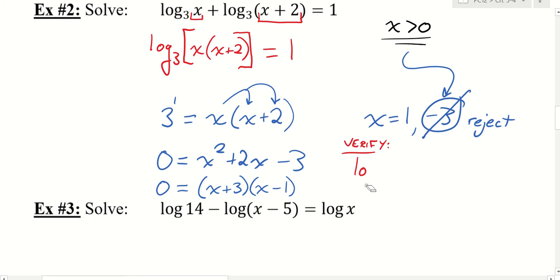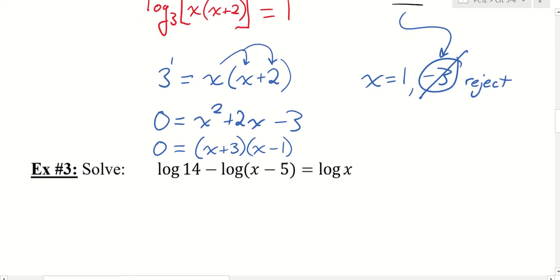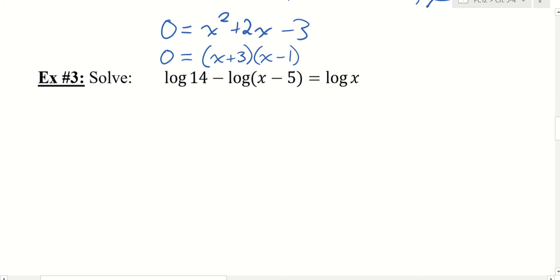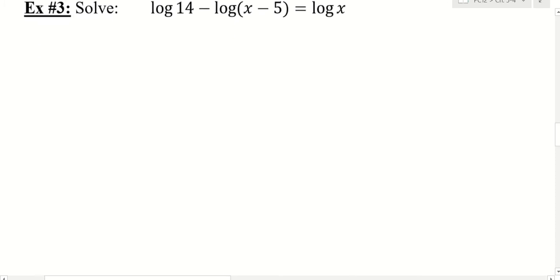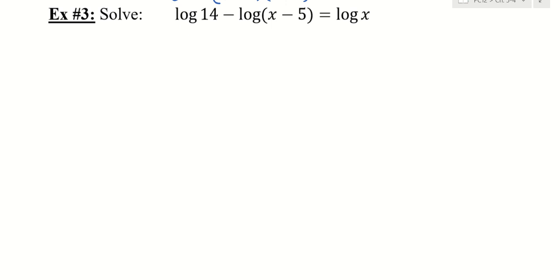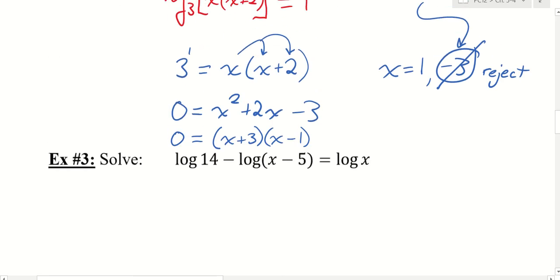So let's look at this next example. So we have log of 14 minus log of x minus 5. By the way, let me circle my answer here.